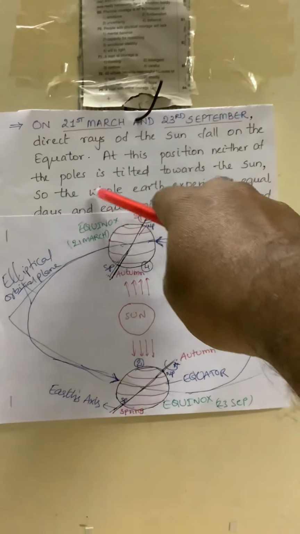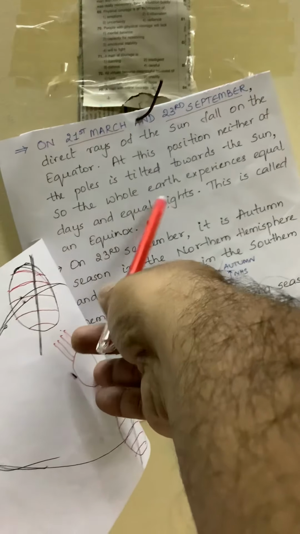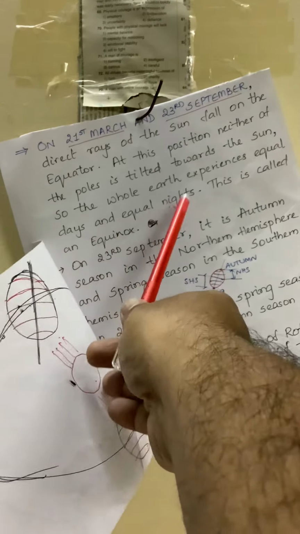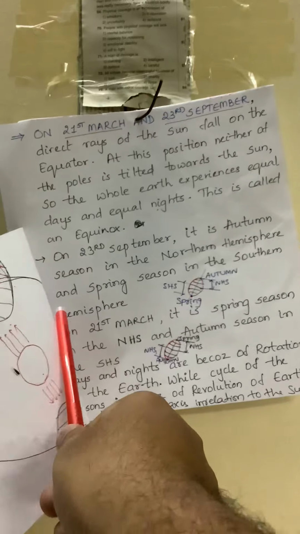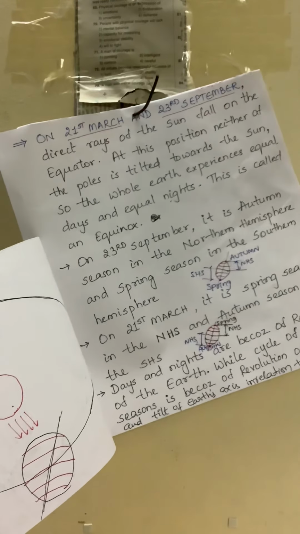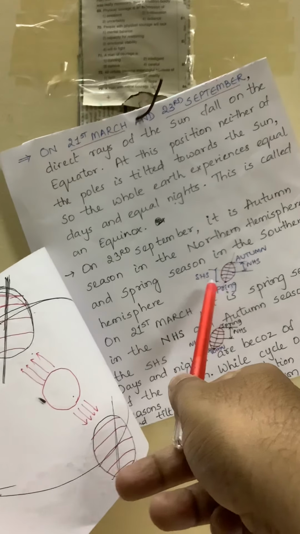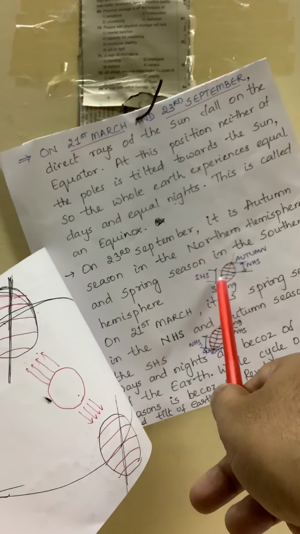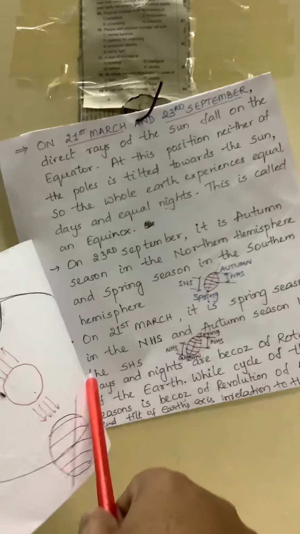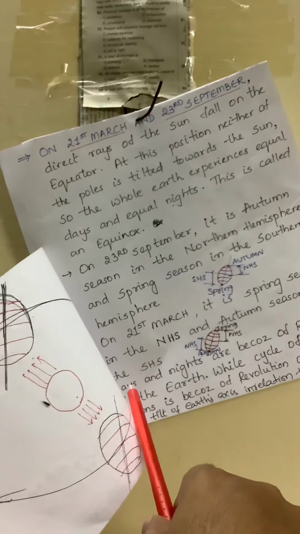So the whole earth experiences equal days and equal nights. This position is known as equinox. On 23rd September, it is autumn season in the northern hemisphere and spring season in the southern hemisphere. On 21st March, it is spring season in the northern hemisphere and autumn season in the southern hemisphere.